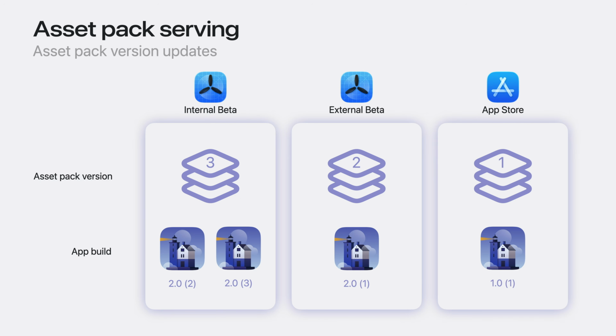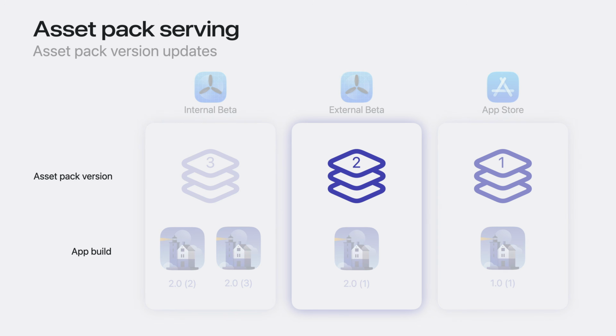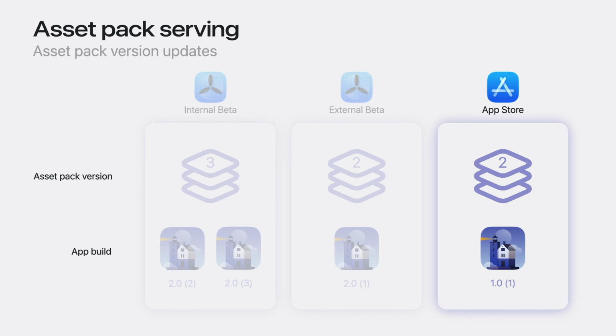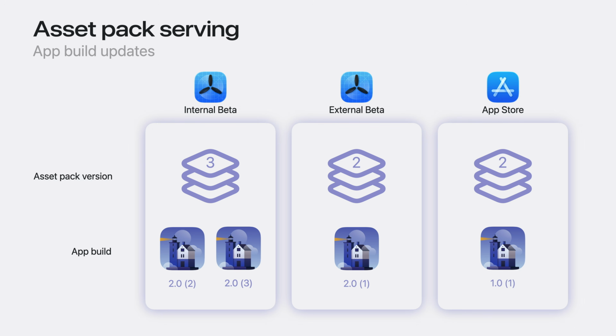Now, it is important to understand the behavior when you make updates to the asset pack version. For example, if you're happy with asset pack version 2, you can submit it for App Store distribution. It will replace the old version to be live on the App Store. This means all versions of your app downloaded from the App Store will automatically be switched over to using asset pack version 2, including older versions that are still installed on people's devices. So before you update the asset pack, make sure that it will work on older app builds and versions as well. Now let's look at an example for app build updates.